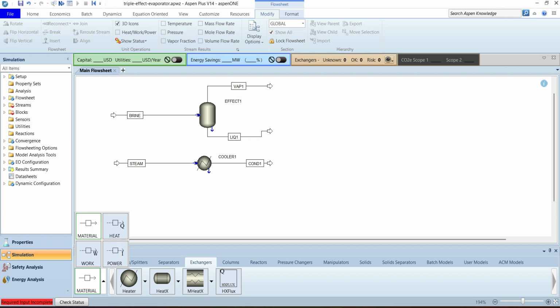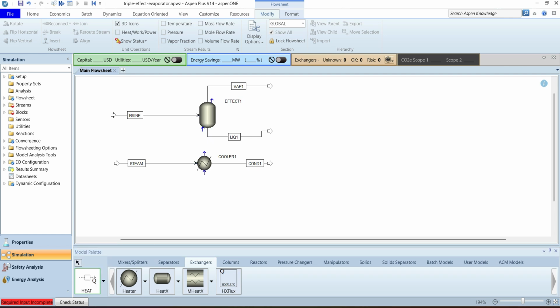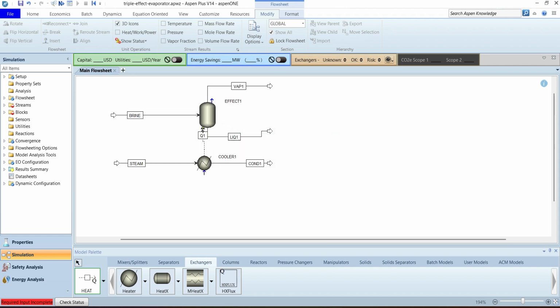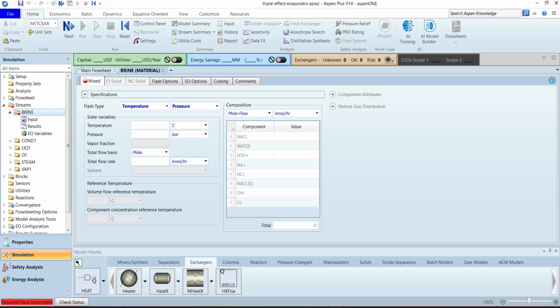Besides, we have to provide a heat source, that is the thermal energy or the latent heat obtained in the cooler block. We can directly connect it to the flash column. Let's call it Q1. So this is the integrated first effect of the triple effect evaporator. Let's define the input specifications of the blocks and the streams.